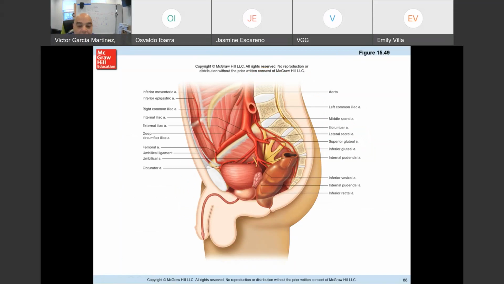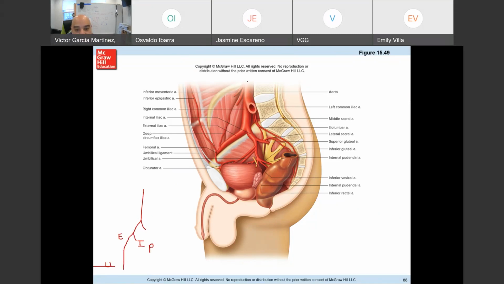This is the abdominal portion of the aorta, and you have here a common iliac artery. Remember, you have the aorta, and then you have a division. Each of them is going to be a common iliac artery. But after that, the common iliac artery is branching again, and you're going to have an external iliac artery and an internal iliac artery. The external iliac artery is going to be for your lower limb, and the internal iliac artery is going to be for your pelvis.